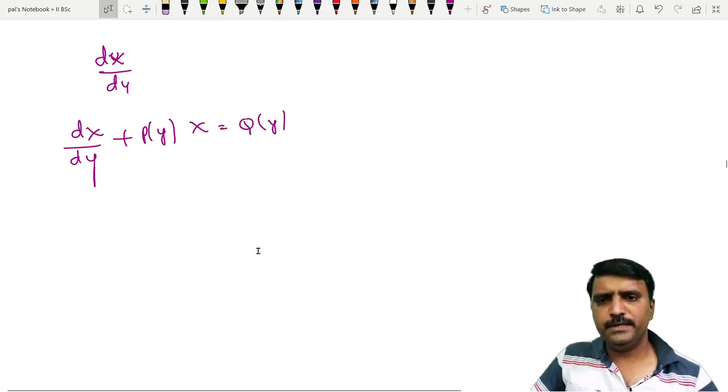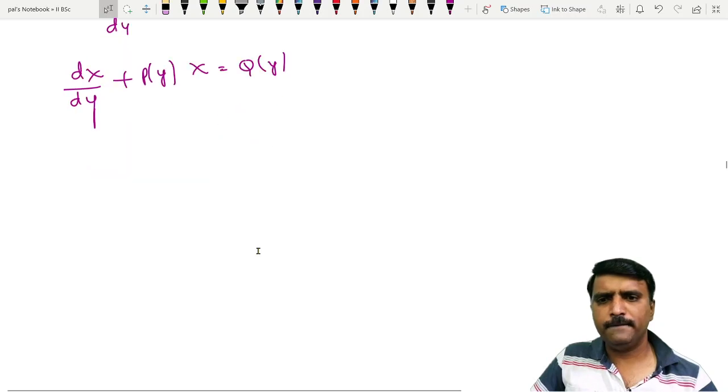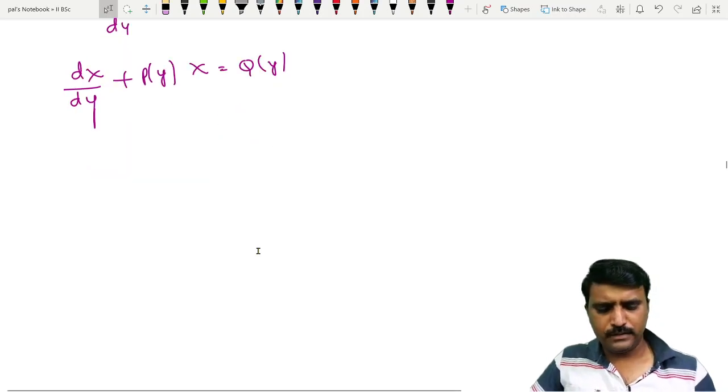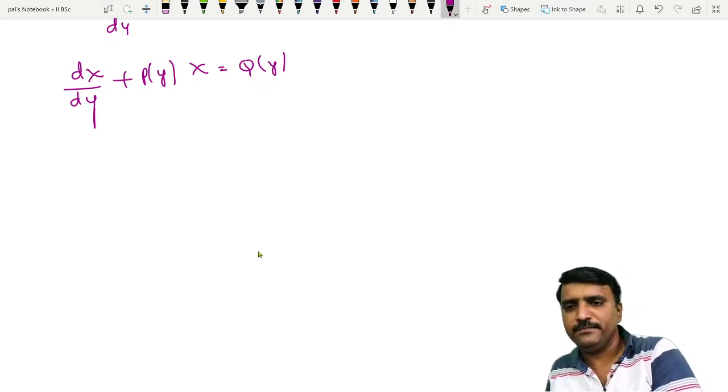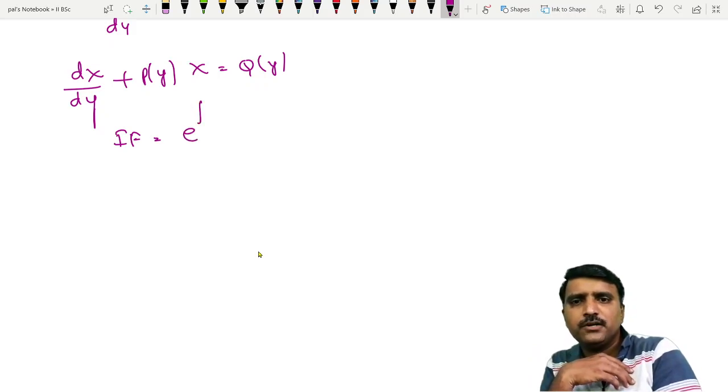If p and q are functions of y, then what is the integrating factor? The integrating factor is equal to e to the power of integration of p dy, not p dx.